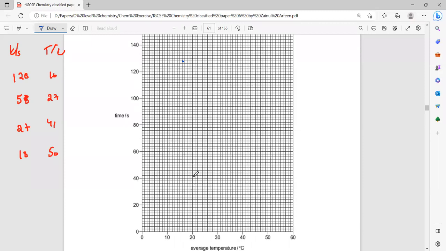So I'll move from 20 here: 62, 4, 6, 8, and then 1, 2, 3, 4, 5, 6, and 7. And 27 and 41, so we have 40 here. And this is 20, so 22, 4, 6, 28, so this will be 27 and 41. And the last one is 18 and 50.